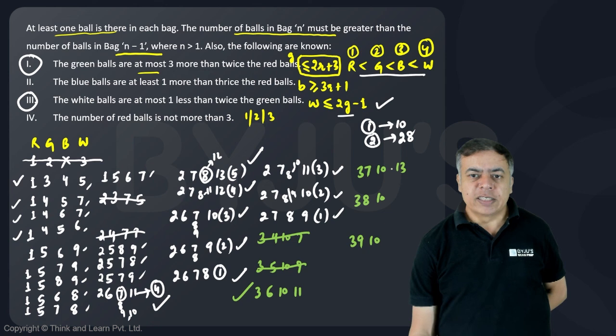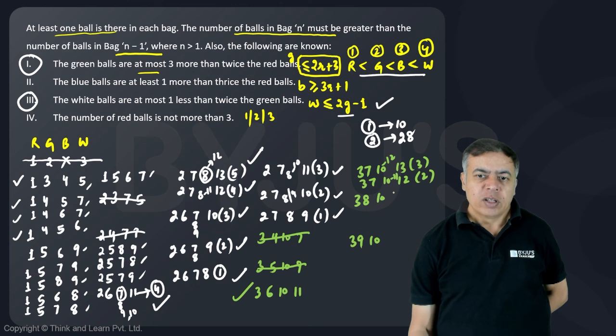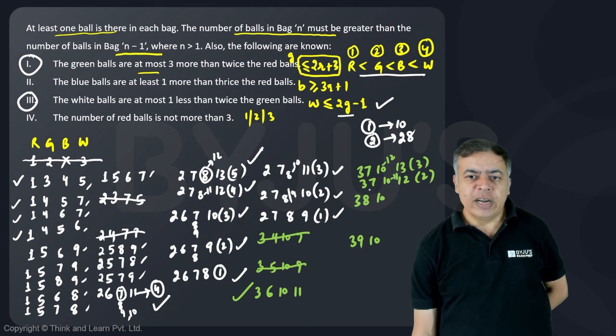If 13 is there, now blue can vary from 10 to 12. That is 3 cases possible. If you have 3, 7, 11 and 3, 7, 12 here, then 10 or 11, that means 2 cases are possible here. And finally when you write 3, 7, 11, here it would be 10. That means 1 case is possible here.